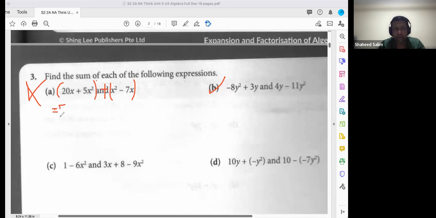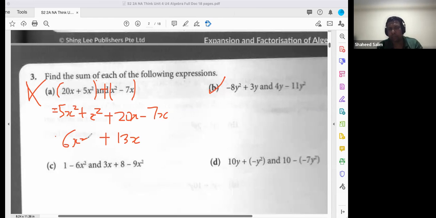Okay, 5x square, it's for you here, plus x square. So your x square is correct. 6x square. Then you got plus 20x, and then minus 7x. So you have 20 minus 7 is 13x. So 6x squared plus 13x. Okay, let us see now, you try B.